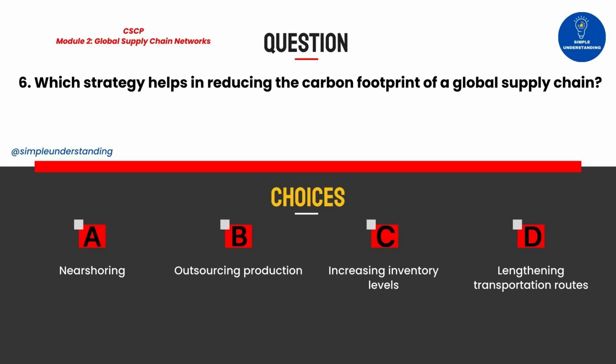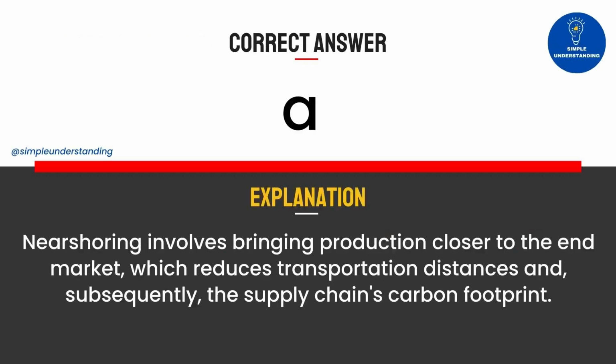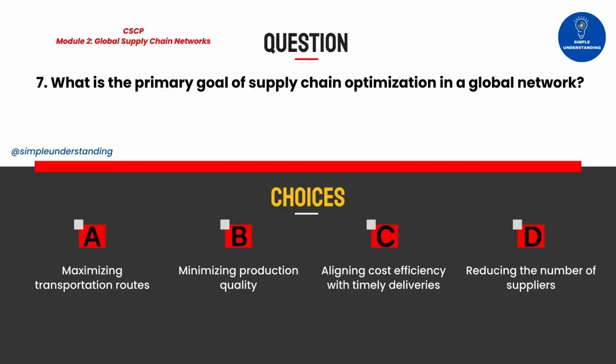6. Which strategy helps in reducing the carbon footprint of a global supply chain? A. Nearshoring. B. Outsourcing production. C. Increasing inventory levels. D. Lengthening transportation routes. Correct answer A. Explanation. Nearshoring involves bringing production closer to the end market, which reduces transportation distances and, subsequently, the supply chain's carbon footprint.